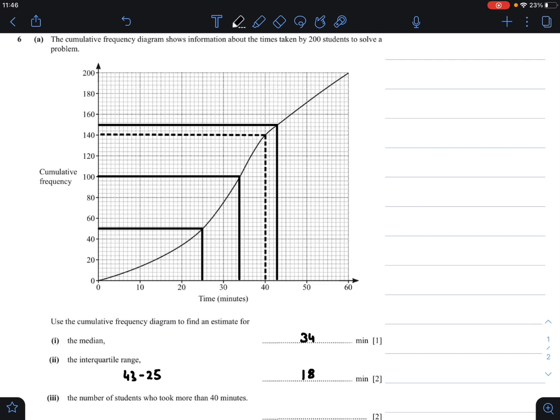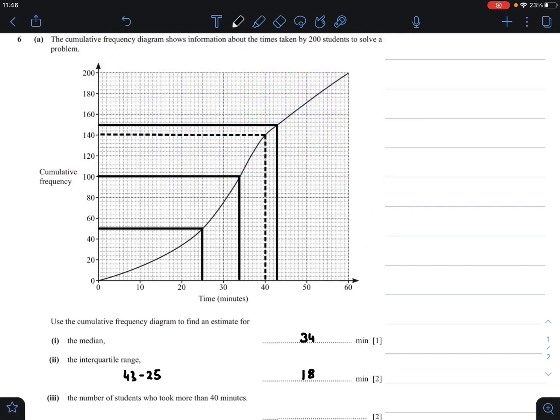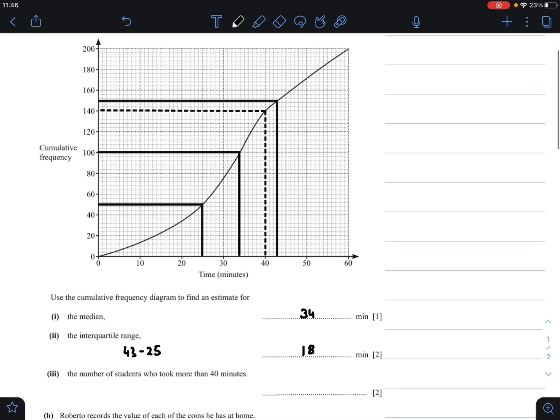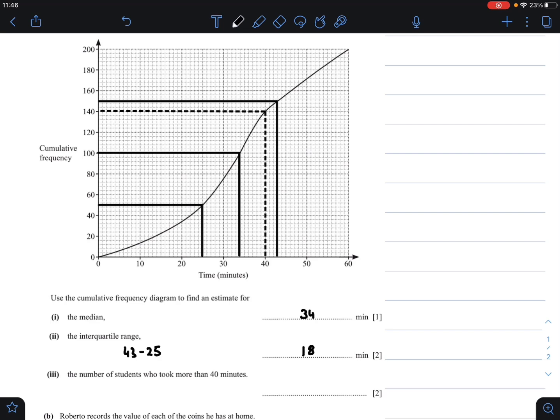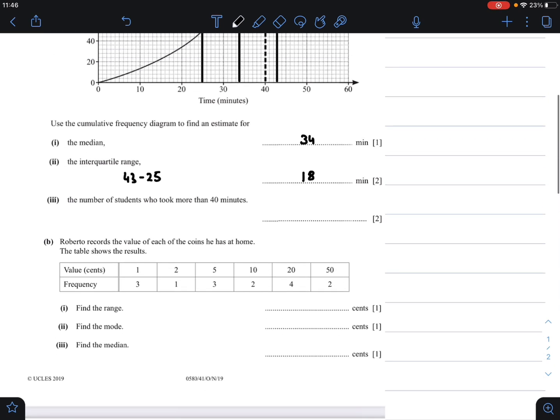Okay, so this intersects the y-axis at the 140 mark. So because they are asking what is greater, 200 minus 140 will be 60 students. So therefore 60 will be our final answer for part A3. Now let's move to part B.